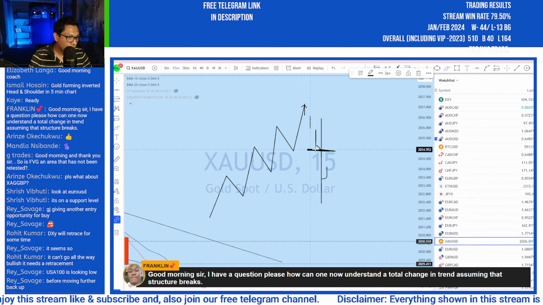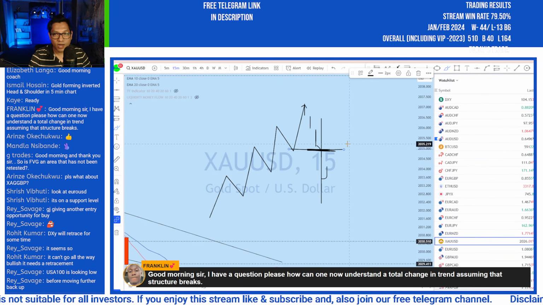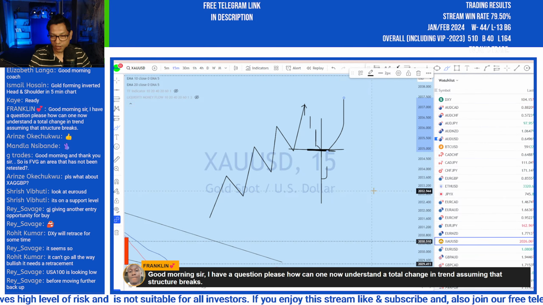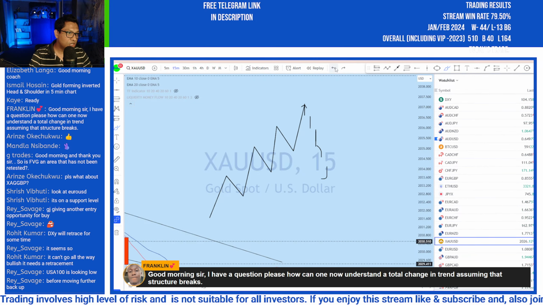Half body, half wick, or a very long wick candle closing above the swing high, you can say there is a very high chance that it's a false breakdown, so it's going to go back up again. Now, in what situation will you consider a change of trend?